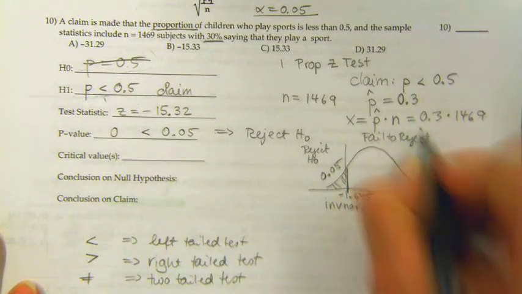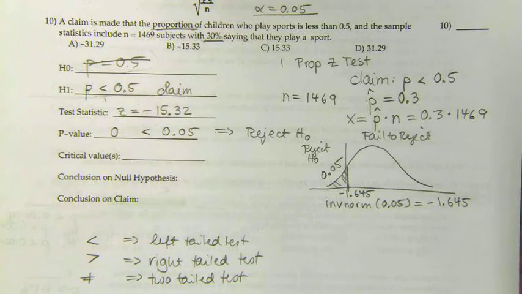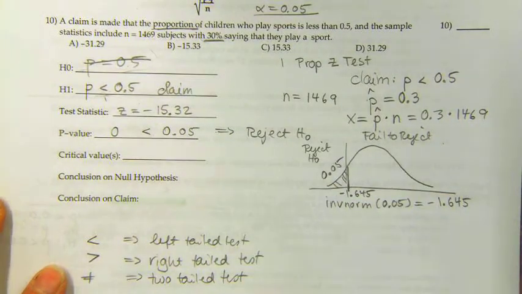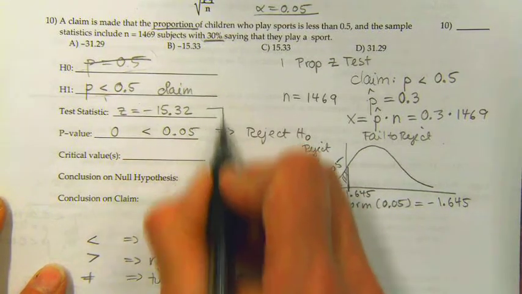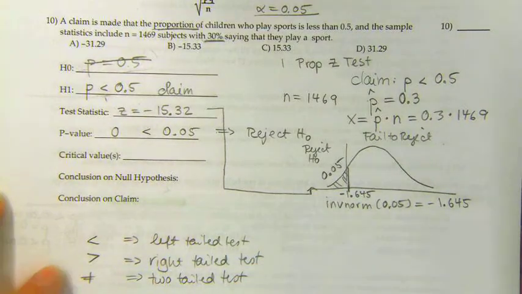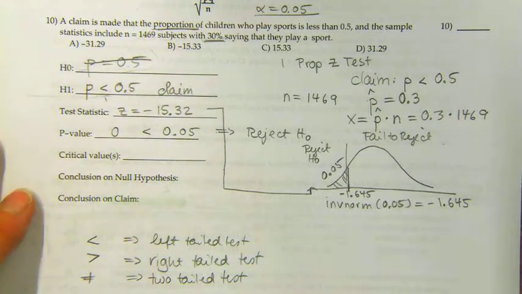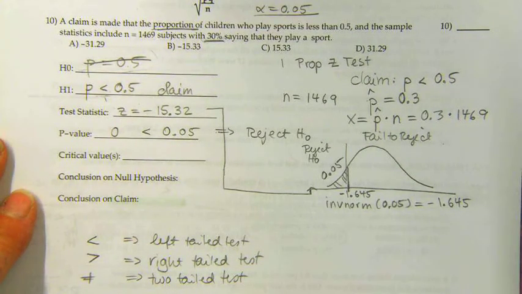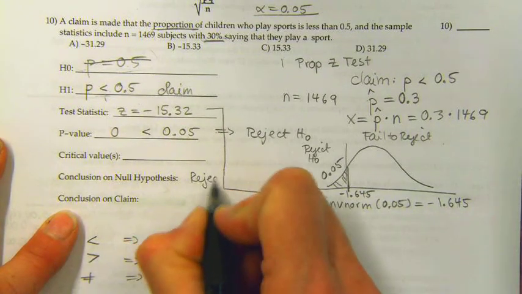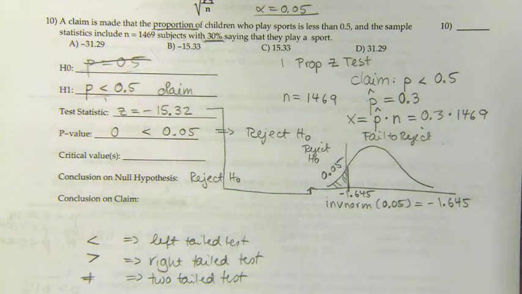So if it falls somewhere over here, we would say, hey, that's just normal sample fluctuation. Sometimes it's a little less, sometimes it's a little more. So that's the fail to reject zone on the right and the rejection zone on the left. Our test statistic is going to fall way into that tail, because it's way less than negative 1.645. So it falls into the rejection zone, and therefore our conclusion is reject the null.